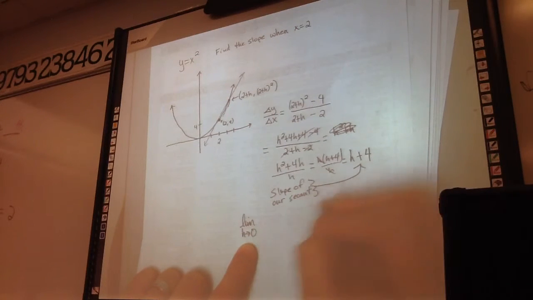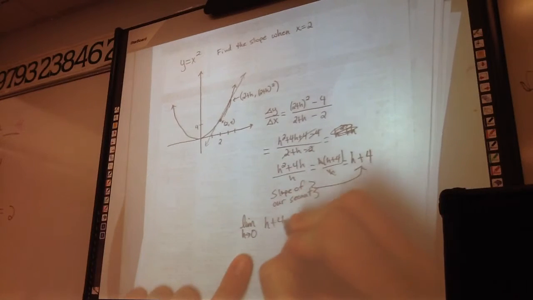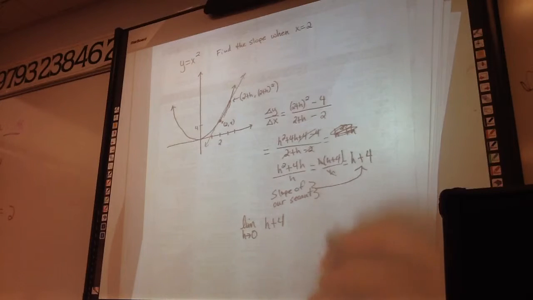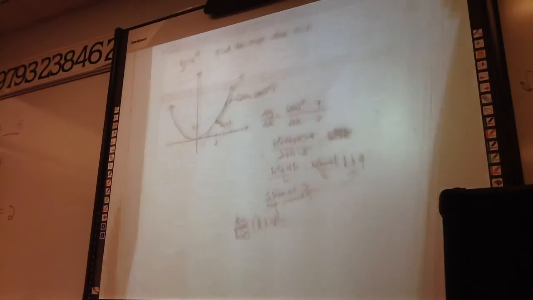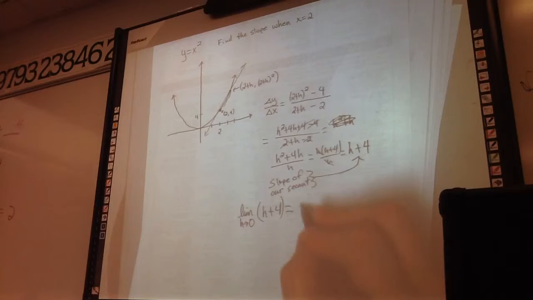So we're doing the limit as h approaches 0 of h plus 4. What's the limit as h approaches 0 of h plus 4? What do you think? Is it 4? It's 4. You plug in 0.